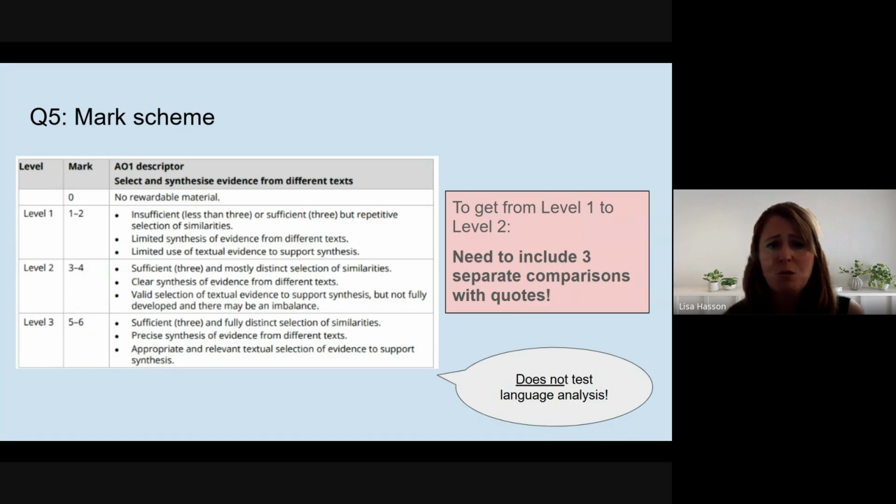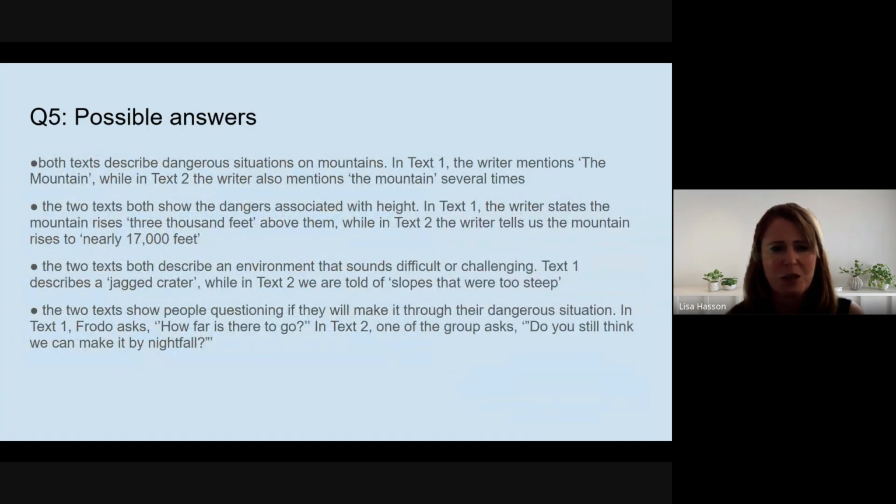So to get from level 1 to level 2, you need to include 3 separate comparisons with quotes, which is all you really need to be getting an equivalent of about grade 4, but you definitely could get 6 marks on this question if you adhere to the advice. And again, what I've done here is I've pulled out some extracts from the mark scheme. They are not sentences, and I've indicated that by not starting them with capital letters. But here are some of the things that you could have compared.